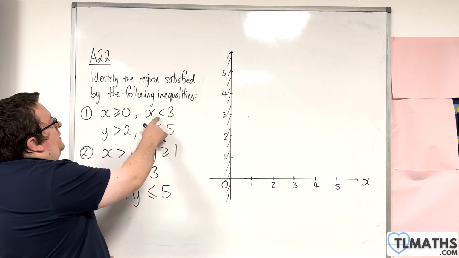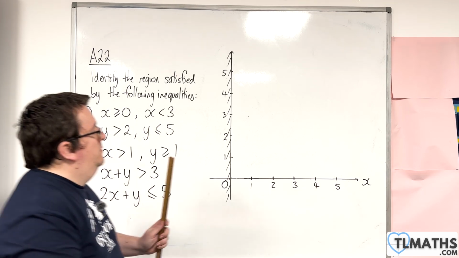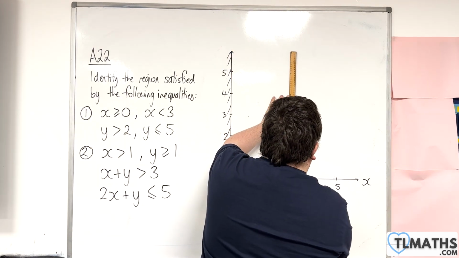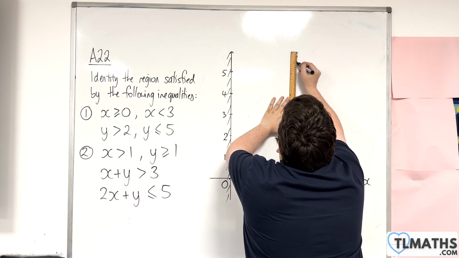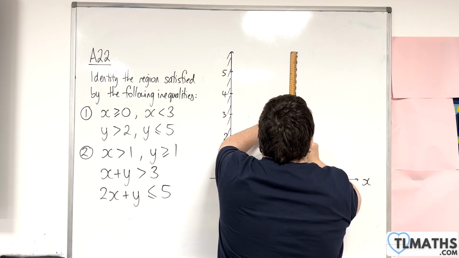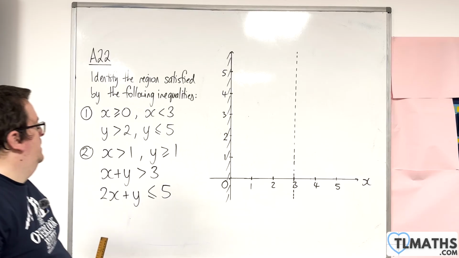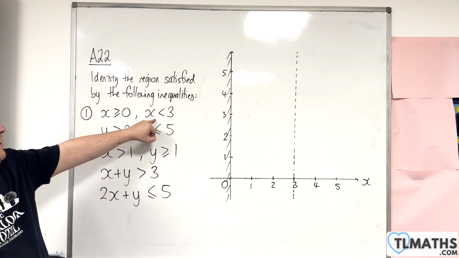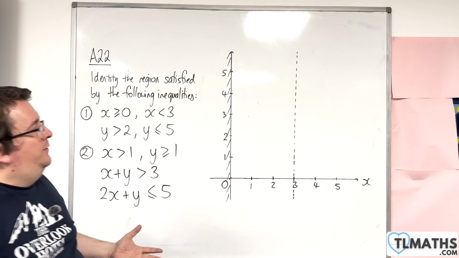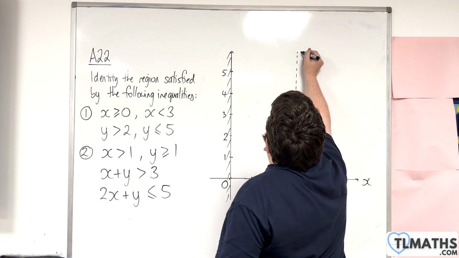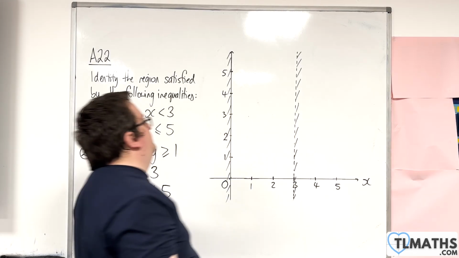Then if we say that x has got to be less than 3, this will be a dashed line, a vertical line at x equals 3. Dash line, like so. And we want it to be less than 3, so you could try a value like 0. Is 0 less than 3? Yes. So we're going to shade in the region that we don't want, which is going to be the region to the right.